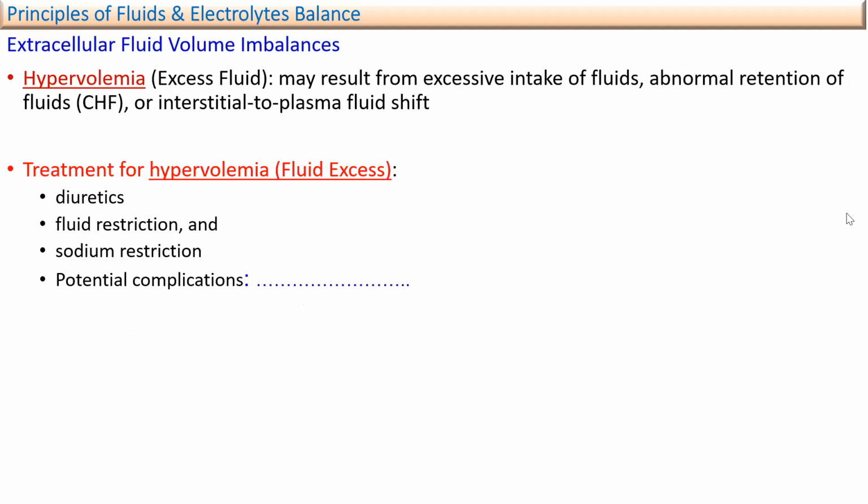Hypervolemia, fluid excess. It may result from excessive fluid intake, abnormal retention of fluids like in heart failure, or interstitial to plasma fluid shifting. Treatment of hypervolemia is through administering diuretics, fluid restriction, or sodium restriction. The potential complications of hypervolemia, or fluid overload, are pulmonary edema and ascites.